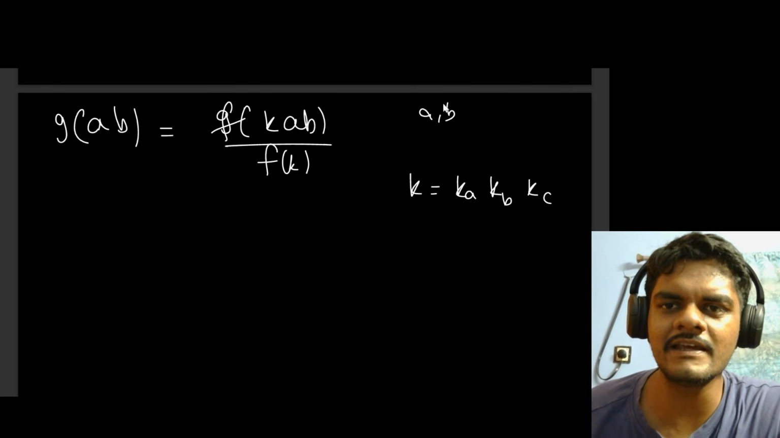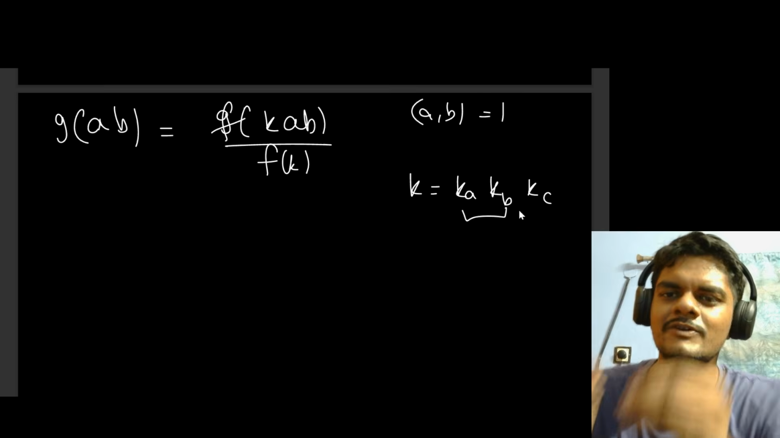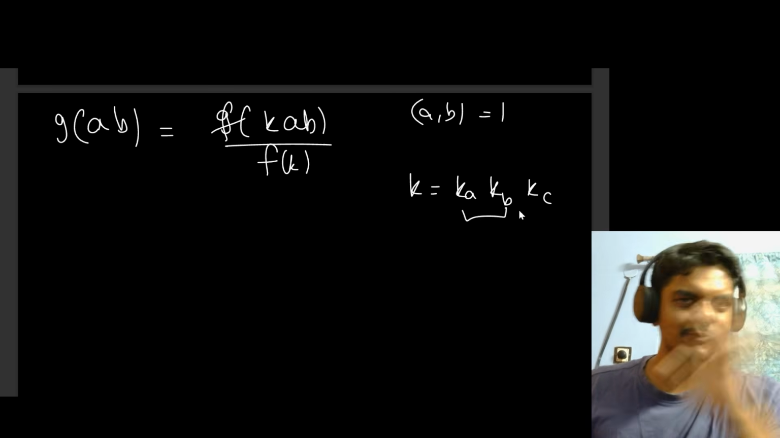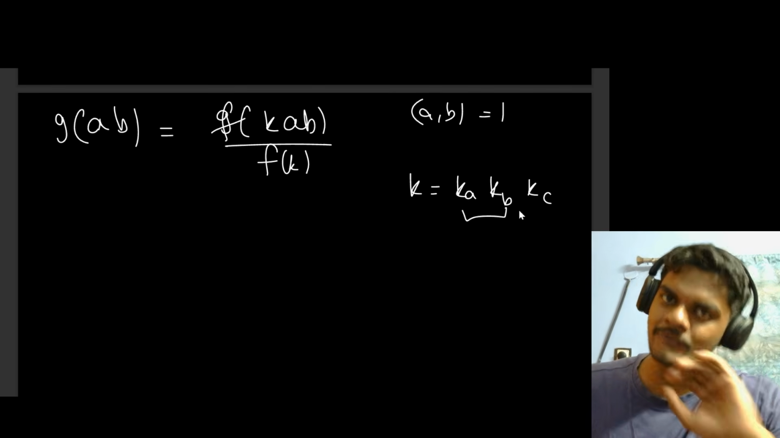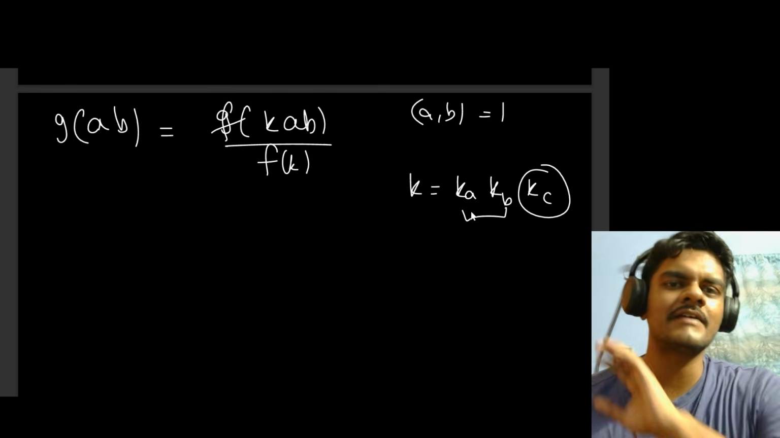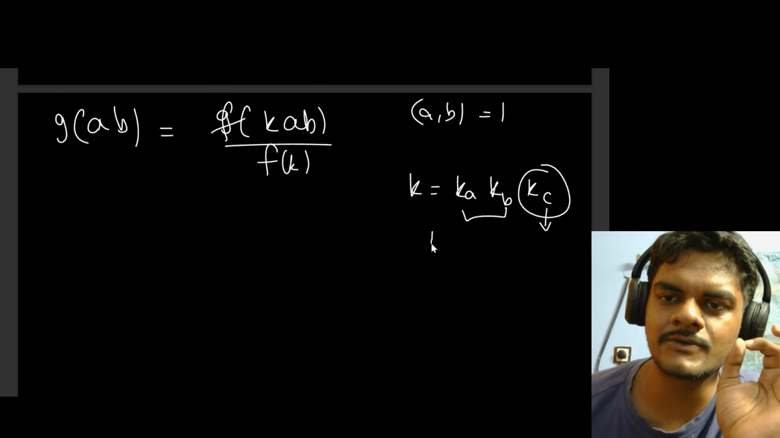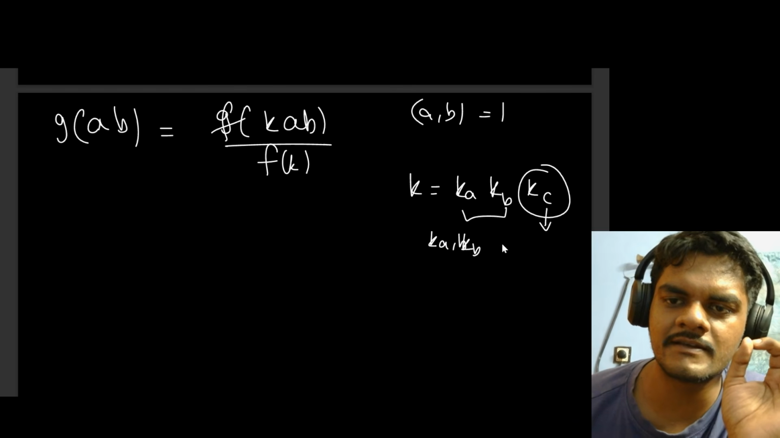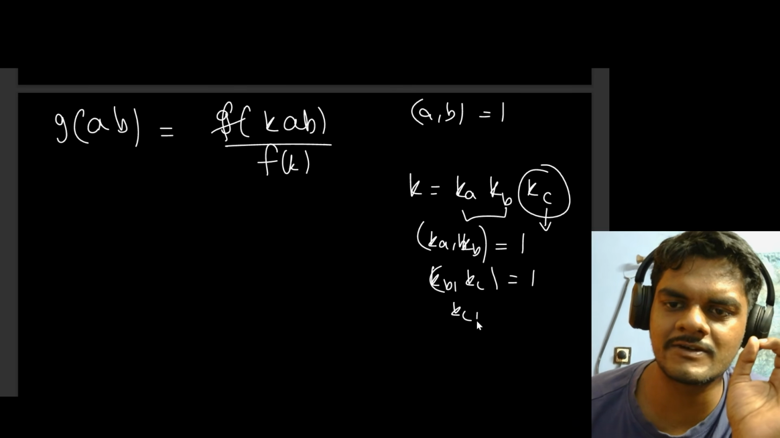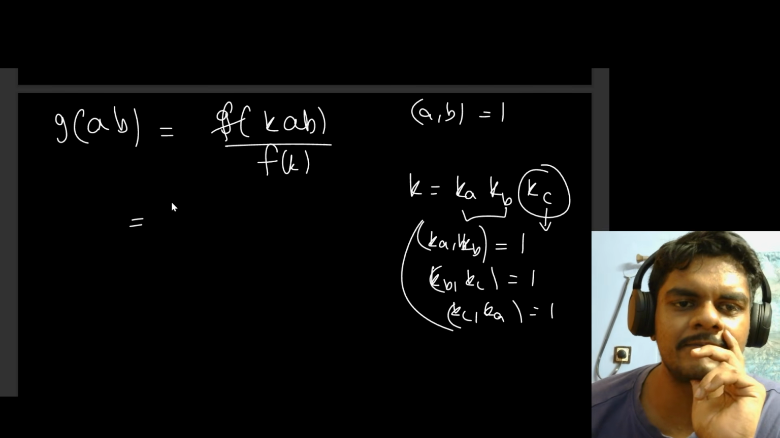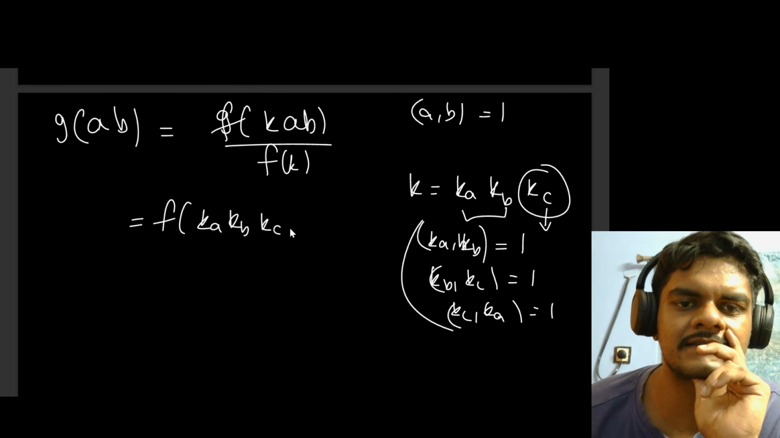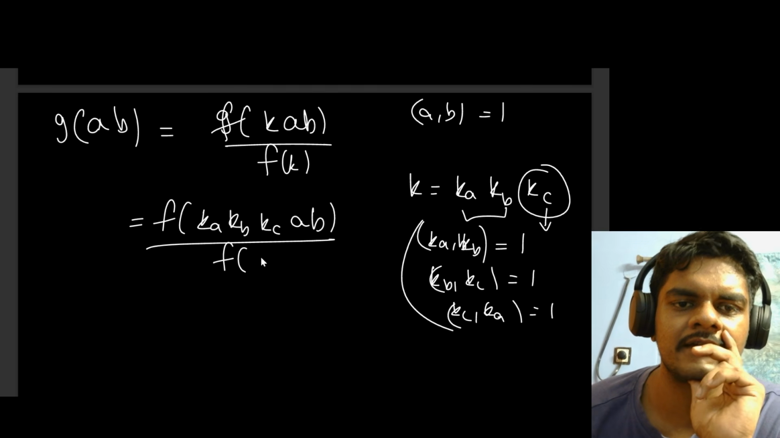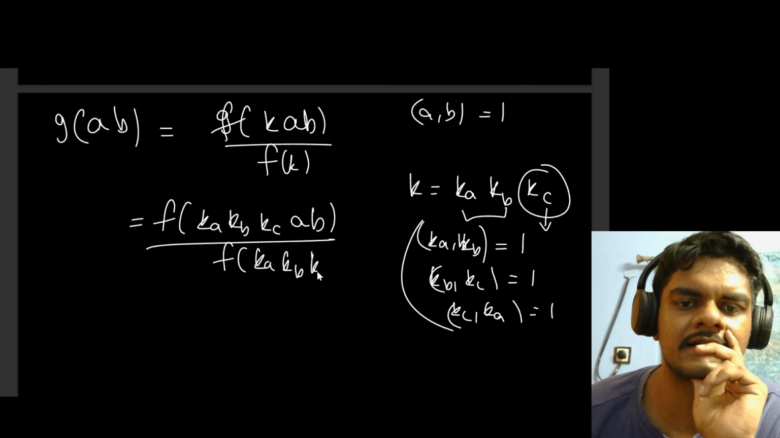Because A comma B are anyways GCD 1, so these two are going to be anyway separate. A and B don't have anything in common, so K and KB also won't have anything in common. So we don't have any problem in writing like this. So Ka comma Kb is going to be GCD 1, Kb comma Kc is going to be GCD 1, Kc comma Ka is going to be GCD 1. So there is no problem at all. So we will easily be able to write K, Kb, Kc, Ab by f of Ka, Kb, Kc.